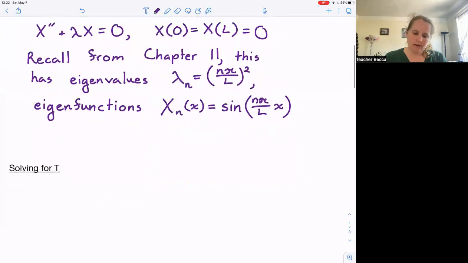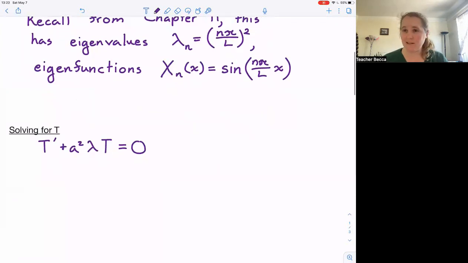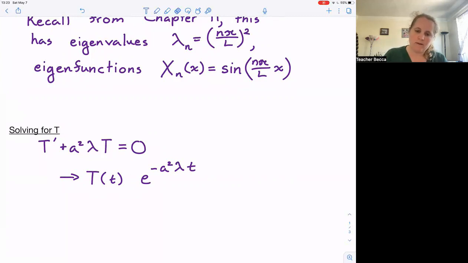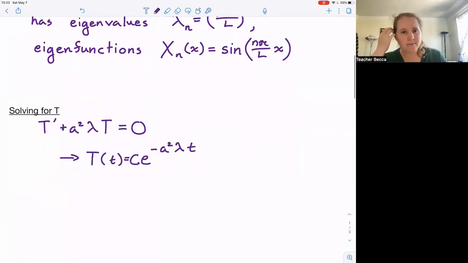Solving for T, we are looking at T prime plus a squared lambda T is equal to 0. This is our most basic homogeneous first order linear equation. We get then that T of t should be equal to e to the negative a squared lambda t. And then, of course, it could be a constant of this, right? So T of t equals c e to the negative a squared lambda t.